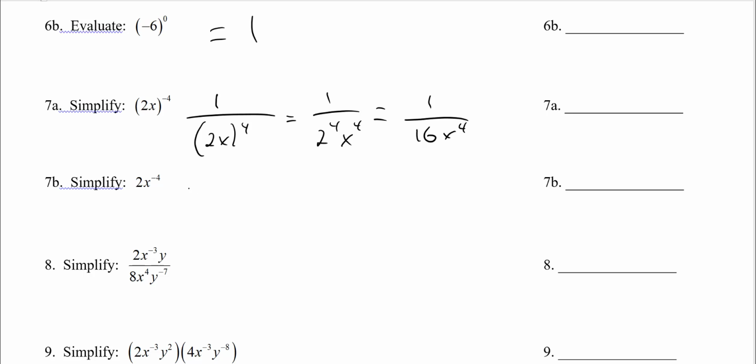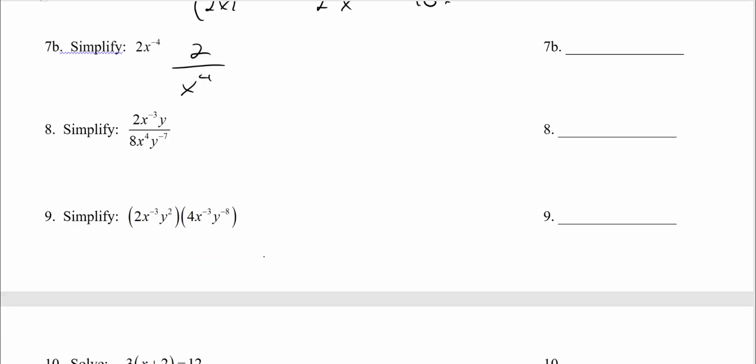This next one, the only thing I touched with that negative 4 is the x. So it's 2 over x to the 4th. That's the answer. The 2 is not touched by it. In number 7a, that's where it's touched: the 2 gets affected by the negative 4. Here it's not. So it's just 2 over x to the 4th.